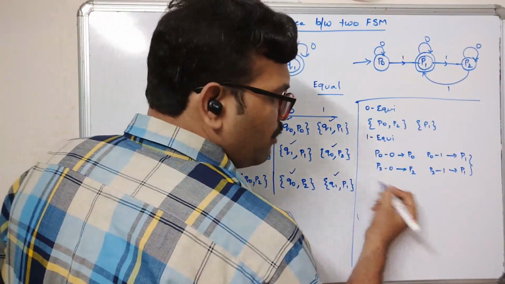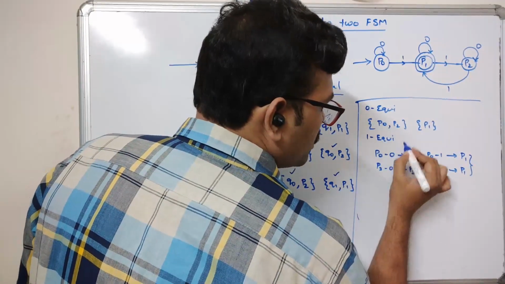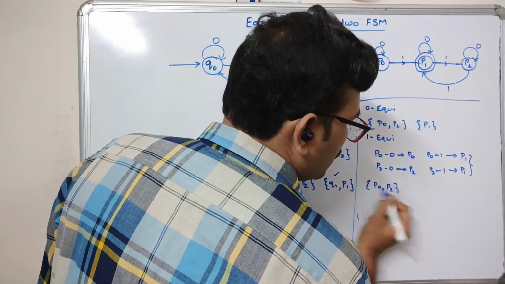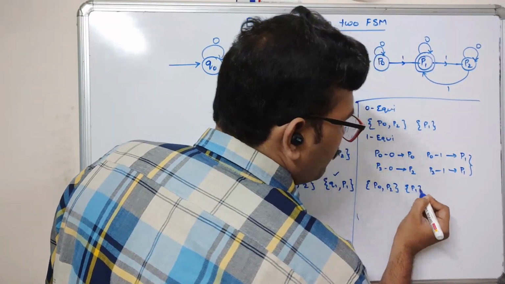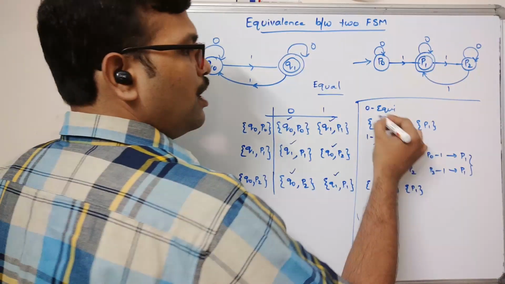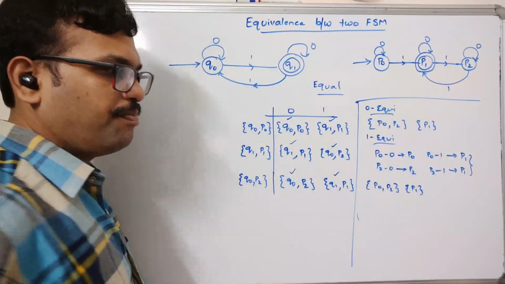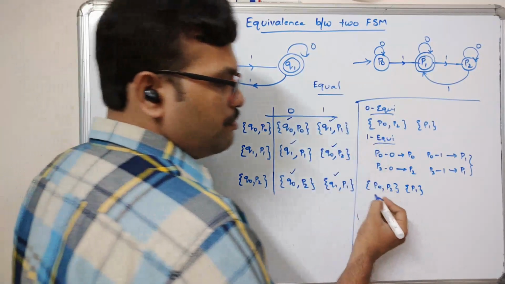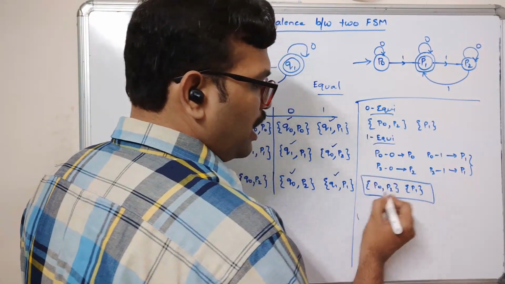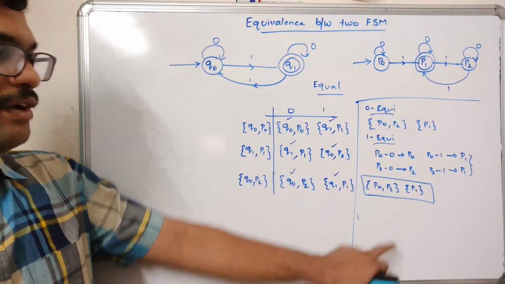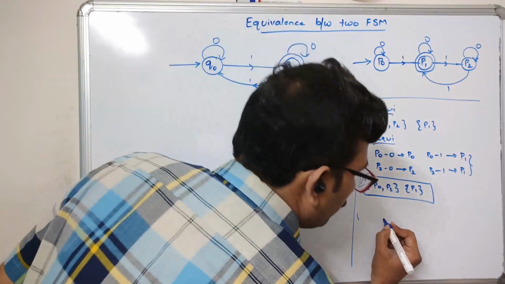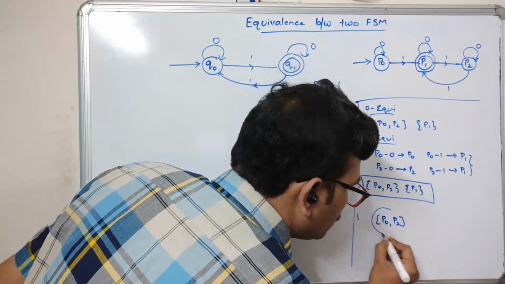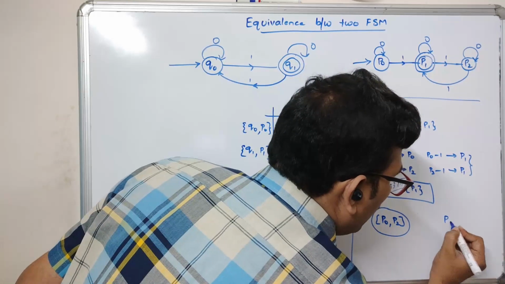So this is the one equivalence. Both are equal. So P0, P2 form the same set, and P1 is another. You can observe here, zero equivalence and one equivalence are the same. So we need to stop the procedure, and you can simply draw the finite state machine with the help of these two states. So simply consider P0, P2 as one state, and P1 as another state.